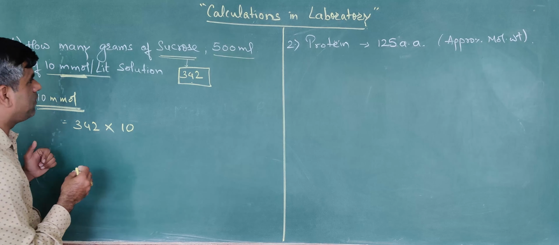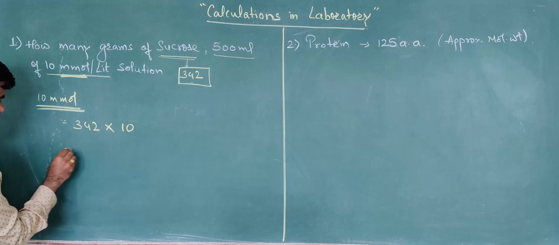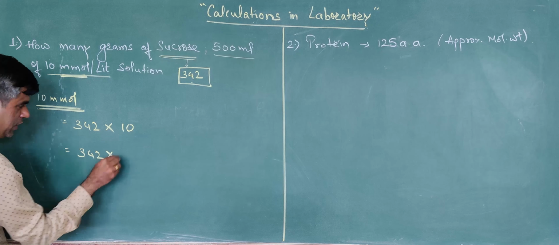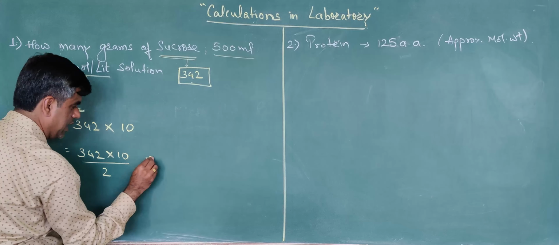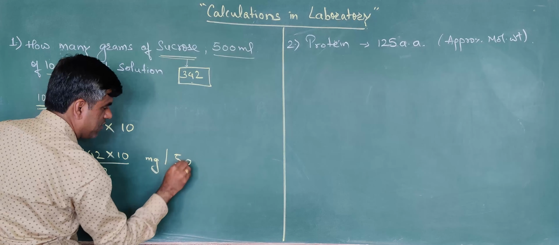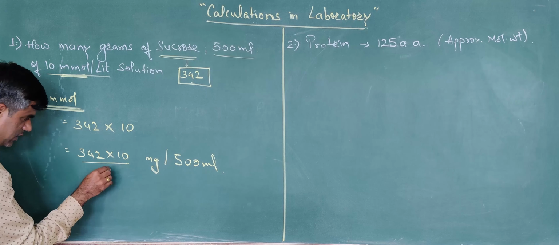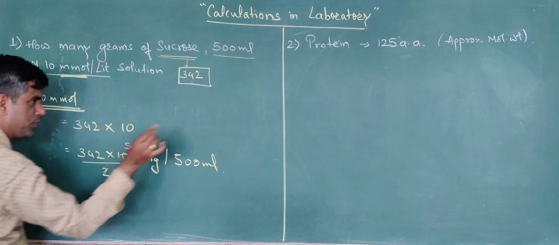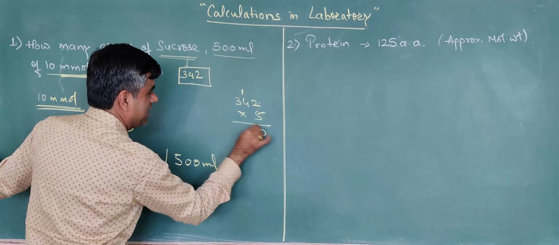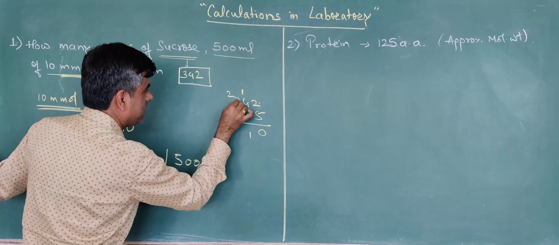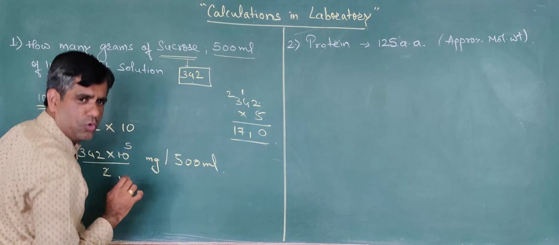This is for 1 liter, but I don't want to prepare 1 liter, I want to prepare 500 ml. So this would be 342 into 10 divided by 2, these many milligrams per 500 ml. So it is 342 multiplied by 5. 5 twos are 10, 5 fours are 20, 21, 5 threes are 15, 16, 17. It is 1710 milligrams.